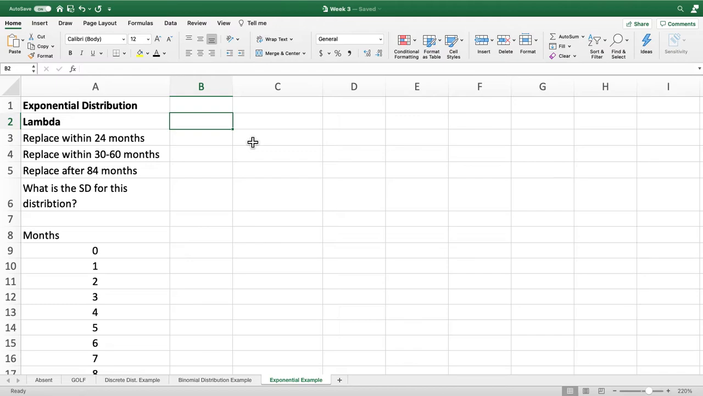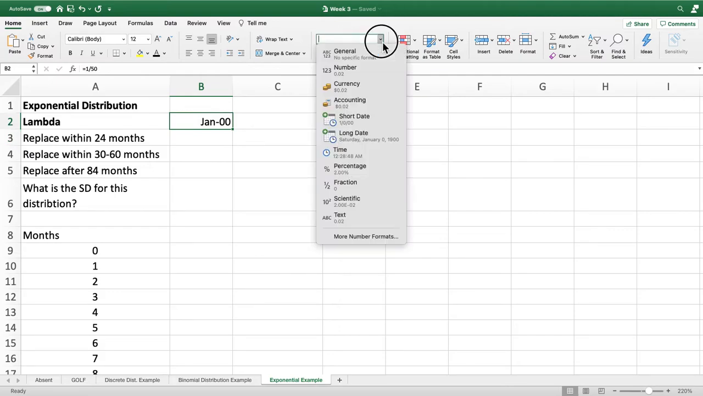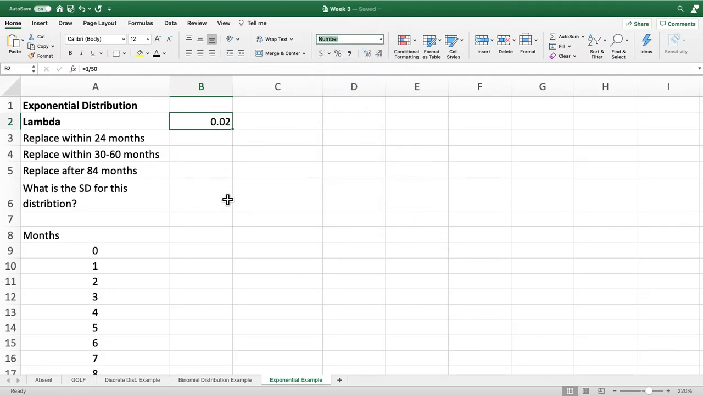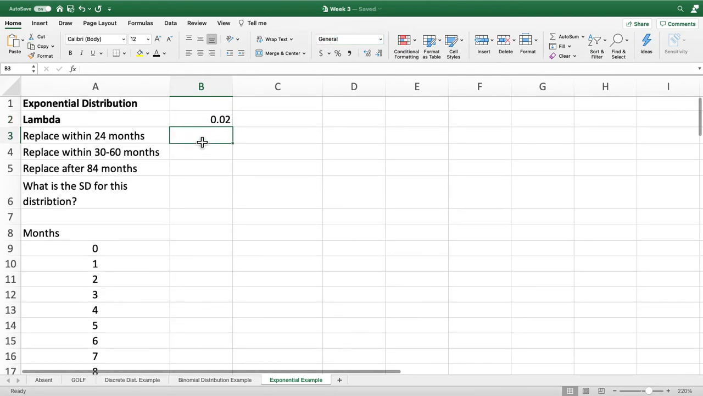So if you look back in the chapter, they talk about finding what they call lambda, and that's just looking at the mean number of occurrences over the interval. So what we're basically saying for lambda is our mean is 50, so we're going to take 1 divided by 50, equals 1 divided by 50. We want this to be a number. So 0.02 is our lambda.